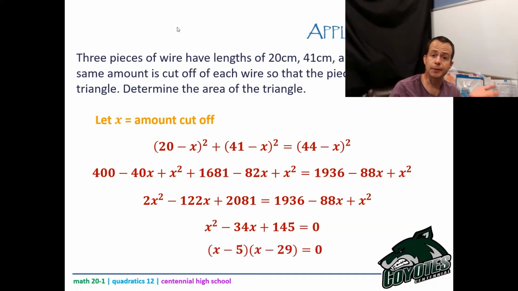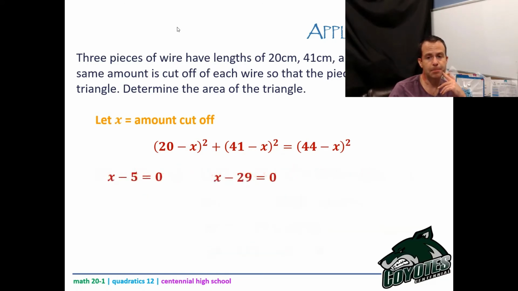Okay, so now I'm at the zero product principle. Either the x minus 5 equals 0 or the x minus 29 equals 0. So I split that up into the zero product principle. That tells me x equals 5 and x equals 29. These are both values that would work in the equation and render a true statement.